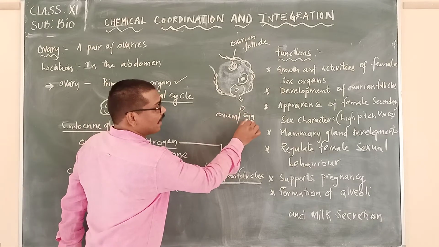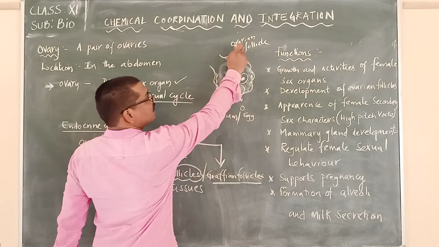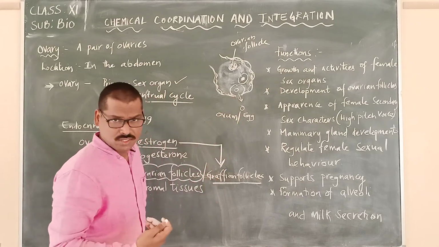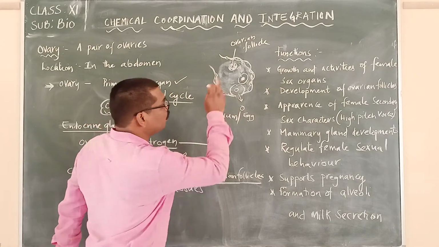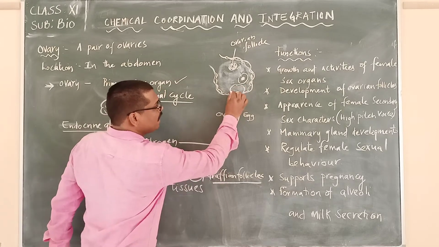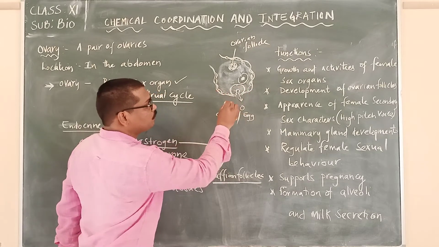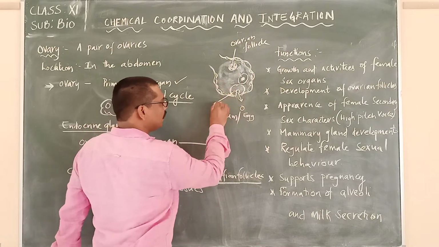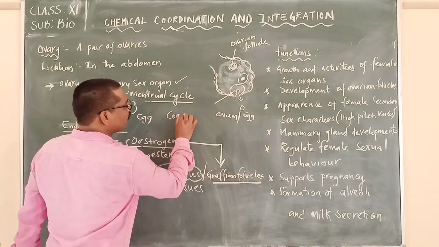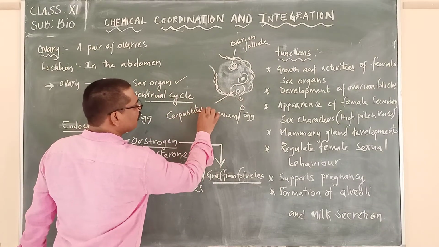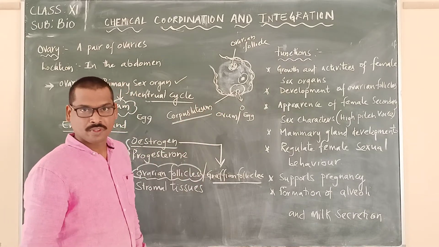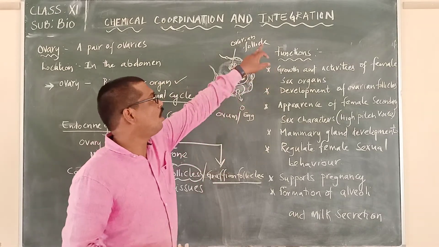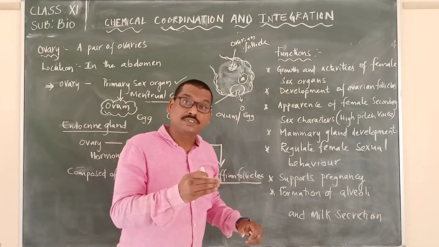So the ovum, or otherwise called the egg, is released from a structure called what? The ovarian follicle. Now once the egg is released from the ovarian follicle, the remnant part, the leftover part of the ovarian follicle, will no more be called the ovarian follicle, but this structure will be called the corpus luteum. So corpus luteum is the remnant or remaining part of the ovarian follicle after ovulation.